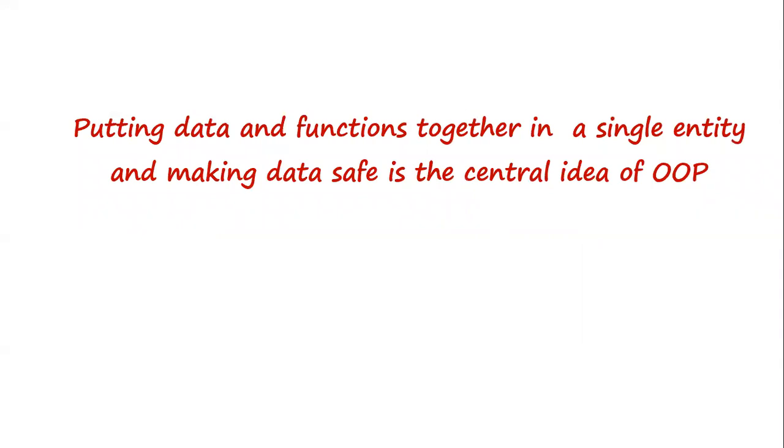We know that one of the main ideas of object-oriented programming is that data and functions can be put together in a single entity and make this data safe from accidental alteration. So this putting data and functions together in a single entity and making data safe, which is the central idea of object-oriented programming, is executed with the help of classes. Thus, we are going to understand how classes work in C++.